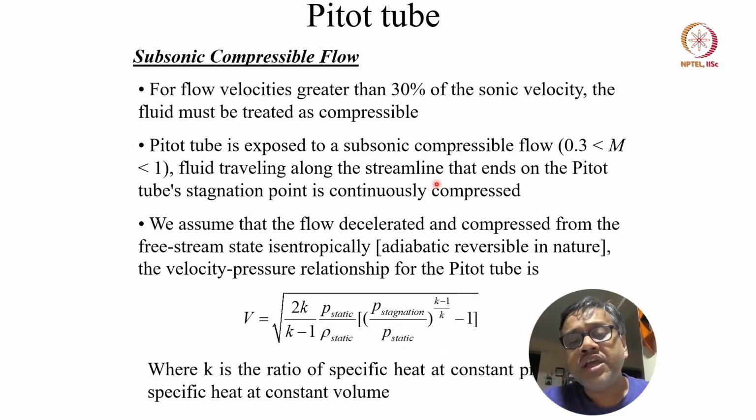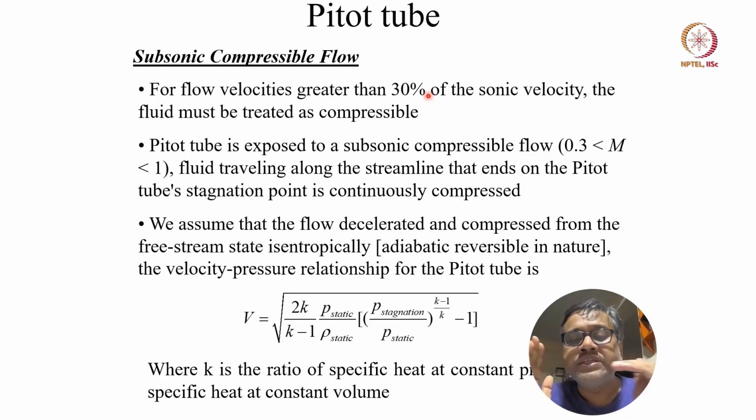Okay. If it is subsonic compressible, that means when the fluid velocity is more than 30% of the sonic velocity, in other words the Mach number is greater than 0.3, the fluid must be treated as compressible. Now the pitot tube is exposed to a subsonic compressible flow, that means the Mach number is greater than 0.3 but less than 1. The fluid traveling along the streamline that ends on the pitot tube stagnation point is continuously compressed. Previously you did not have this compression effect.